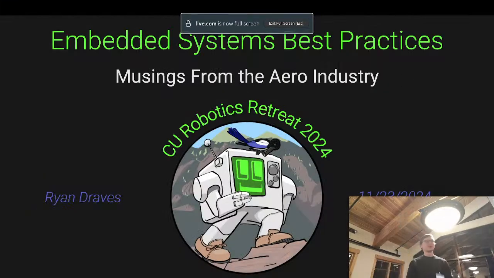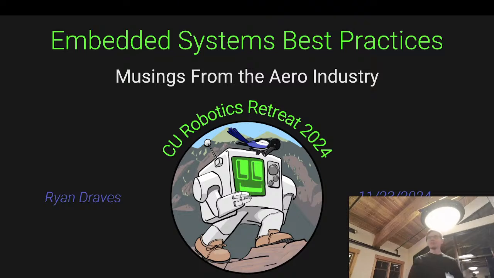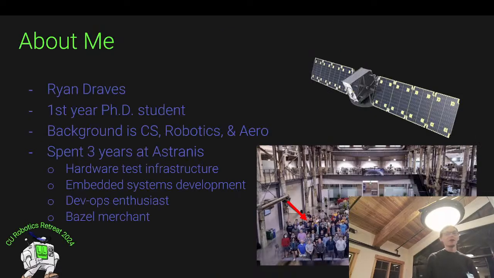So, this first workshop, I'm going to present on some embedded systems stuff, some best practices in particular, some musings that I've acquired from some time that I spent in the aerospace industry. My name is Ryan Draves. I'm a first-year PhD student here at CU Boulder, in the aerospace department, advised by Professor Nassar Ahmed in the Autonomous Systems Division. My background is in computer science. I went to University of Michigan for that, and did a lot of robotics as well while I was there.